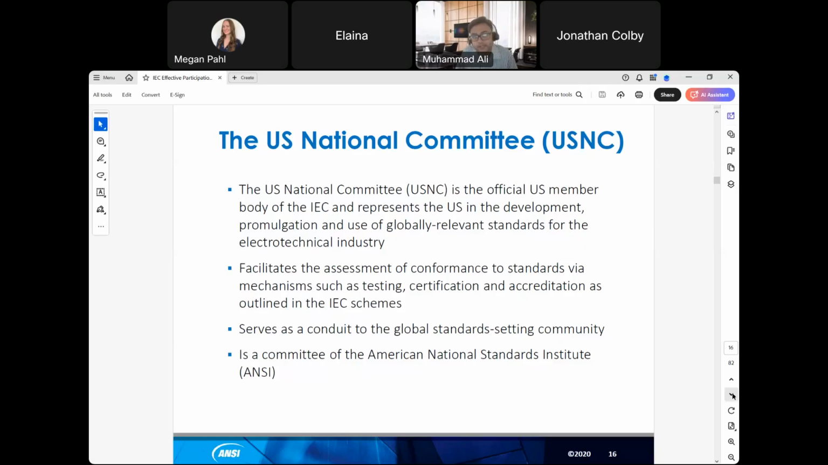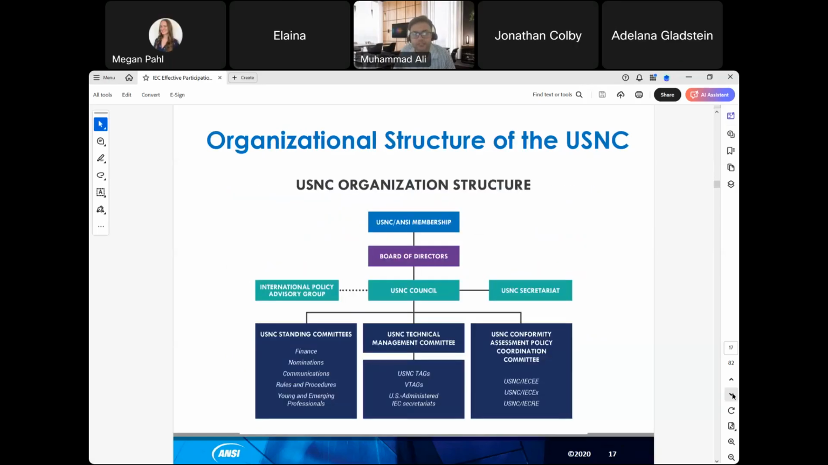If you move on to the next slide, I can go over a little bit about the structure of the USNC, which may not be hard for you to understand by now, having already looked at the IEC structure. The USNC structure starts with, of course, the ANSI Board of Directors, and then we have the USNC Council and the USNC Secretariat, from which you already heard from a couple of members today. And then we have the USNC Technical Management Committee, which is basically the mirror to the SMB.